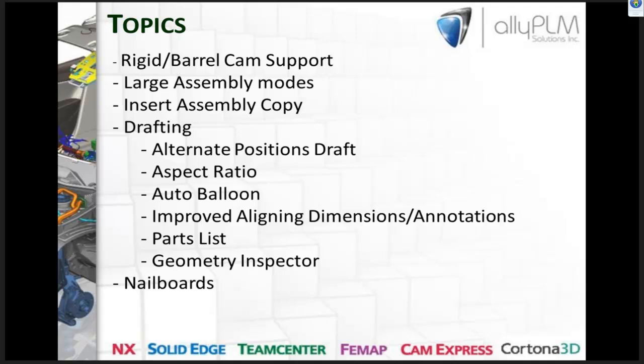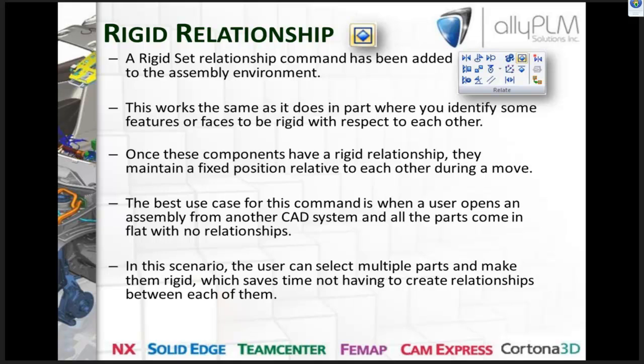So first we're going to start with the rigid relationship. Rigid relationship command has been added to the assembly environment. This works the same as it does in part, where you identify some features or faces to be rigid with respect to each other. Once these components have a rigid relationship, they maintain a fixed position relative to each other during a move. And the best use for this command is when you open an assembly from another CAD system and all the parts come in with no relationships.